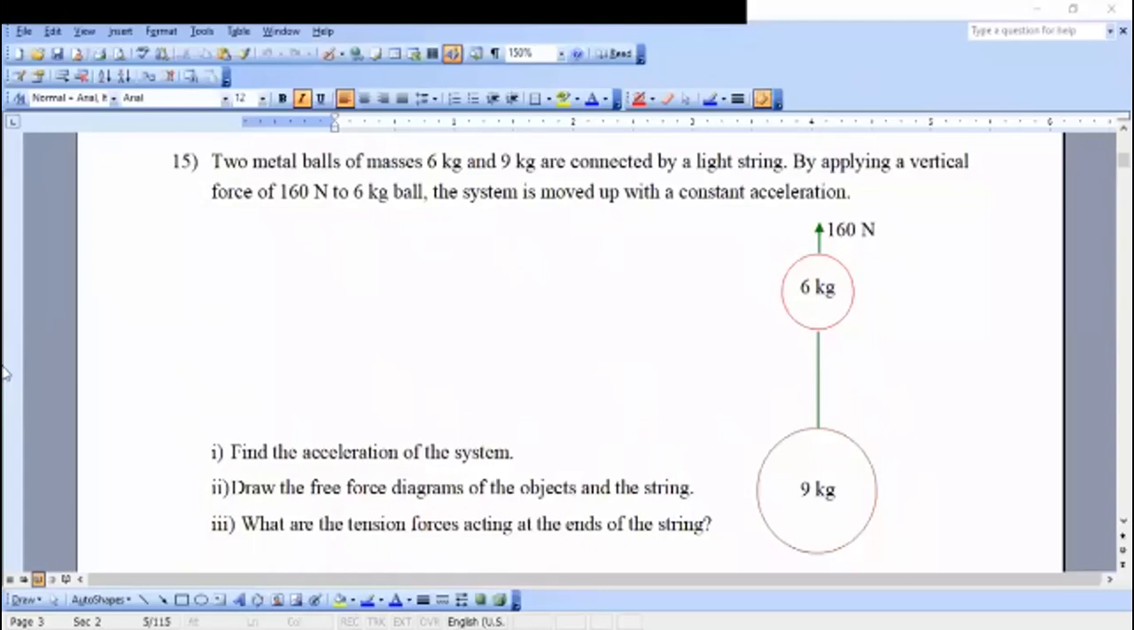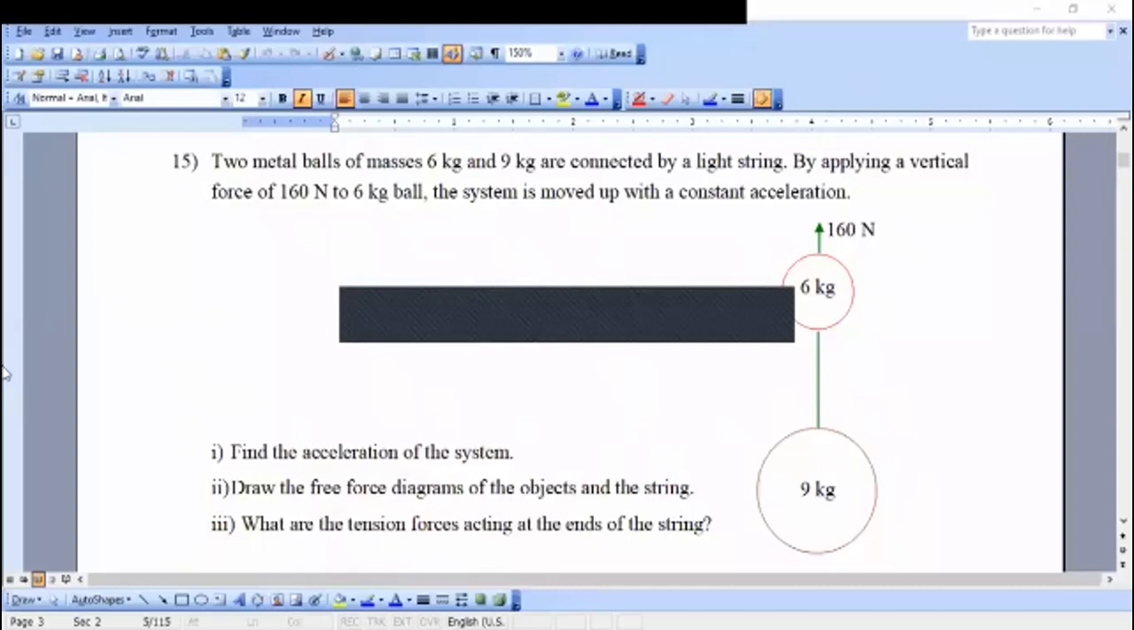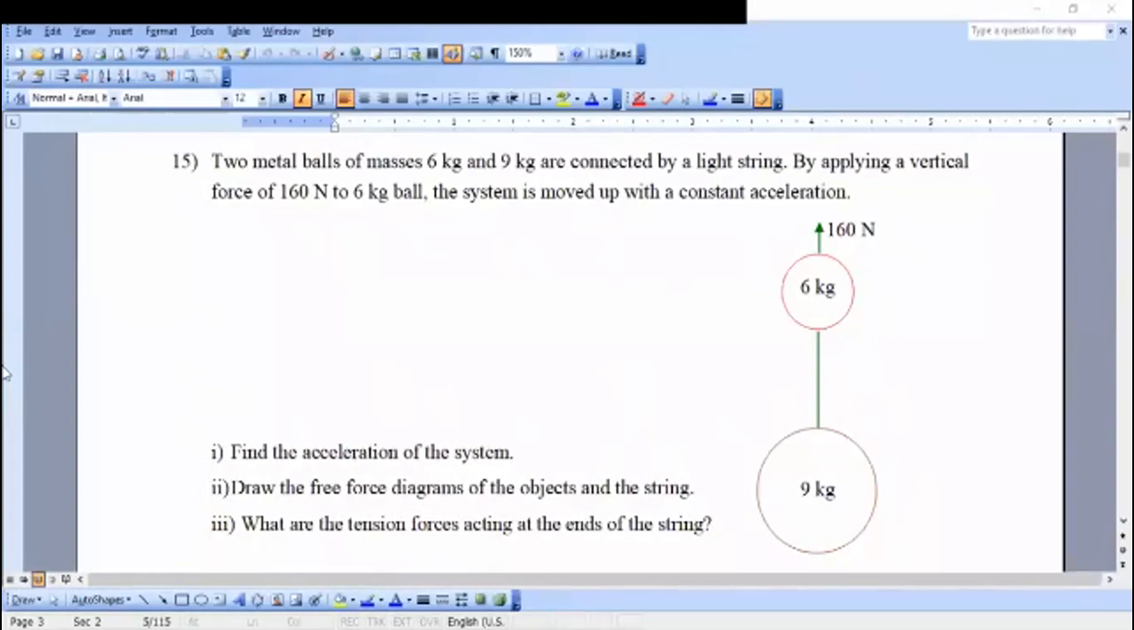Two metal balls of masses 6 kilogram and 9 kilogram are connected by a light string. By applying a vertical force of 160 Newton to the 6 kg ball, the system is moved up with a constant acceleration. The masses of the two objects are 6 kg and 9 kg. Find the acceleration of the system.